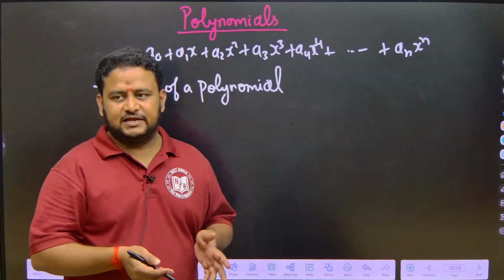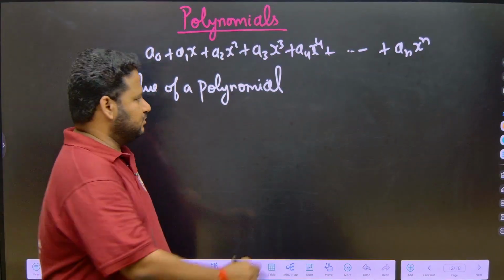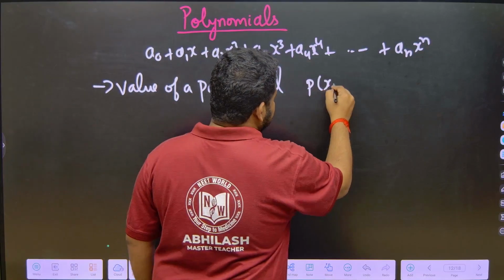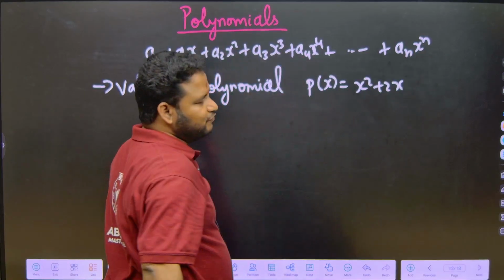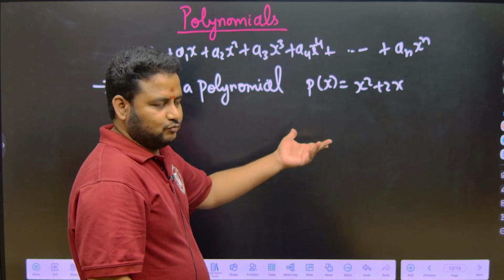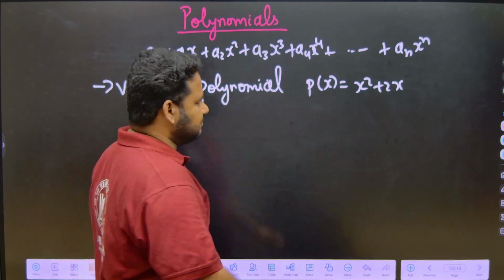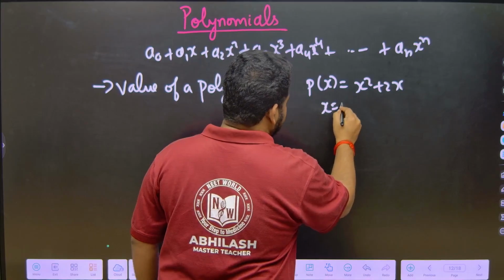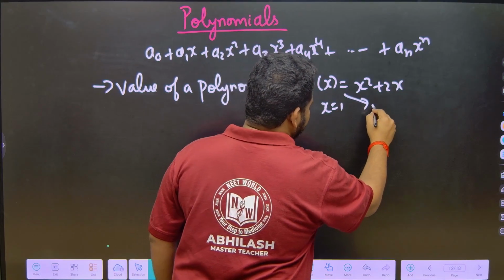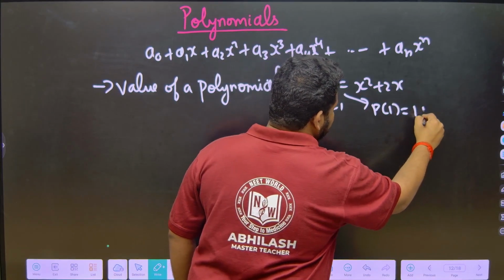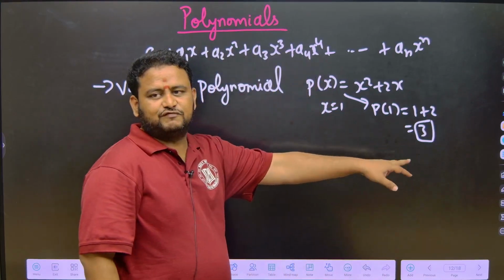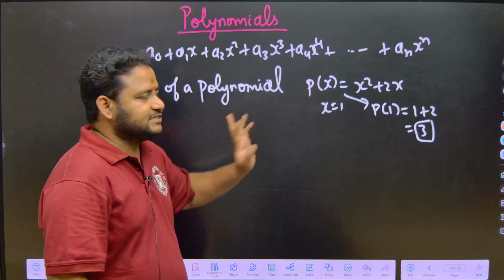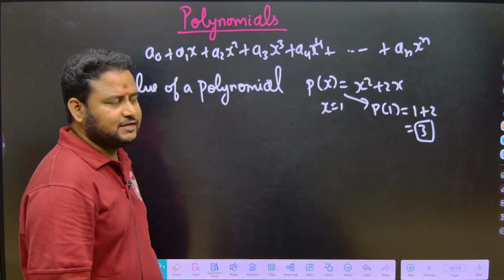Suppose a polynomial p of x is given. If p of x is equal to x square plus 2x, something like this, and I put some value for x, whatever value I get is the value of the polynomial. Suppose I put x is equal to 1 here, I will get p of 1 equal to 1 plus 2, that is 3. So, this 3 is called the value of the polynomial at the point x is equal to 1. This is the meaning of value of the polynomial.